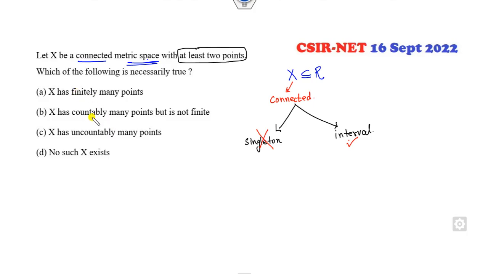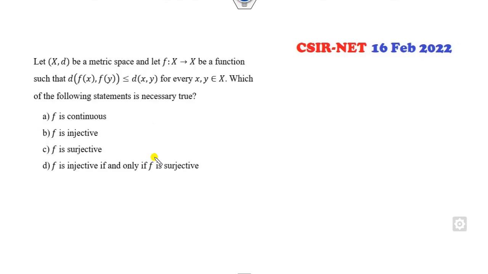Then finite. Okay, now they are talking about the points. What is the cardinality of this? It's uncountable. So X has uncountably many points. No such x exists, cancel this out, because you can consider any interval like 1, 3 or anything else. So it has uncountably many points is the right answer. You can see how many seconds you need to solve the problem. Okay, look at this another one.